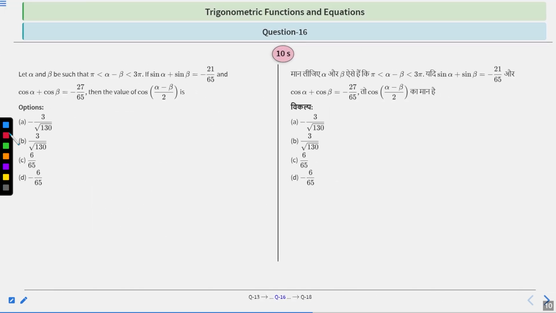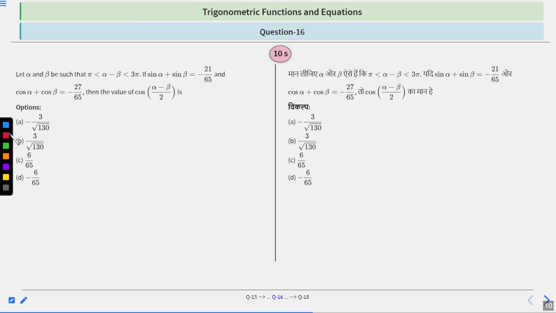Now, let's move to the next question, question number 16, which says, let alpha and beta be such that alpha minus beta is between pi to 3 pi. And if sin alpha plus sin beta is equal to minus 21 upon 65, and cos alpha plus cos beta is minus 27 upon 65, then the value of cos of (alpha minus beta) upon 2 is.